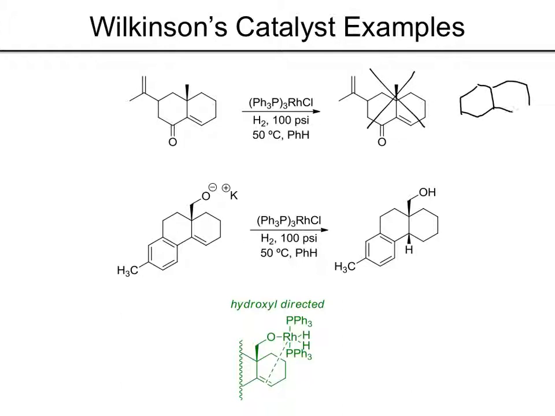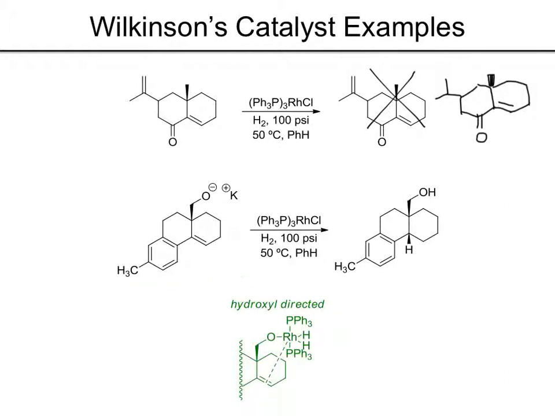In the first example, we've got an example of selective reduction of the more electron-rich alkene. So this alkene, which is more electron rich, has been reduced to the corresponding alkane. And this alkene, which is electron deficient because it is in conjugation with the carbonyl, remains untouched.